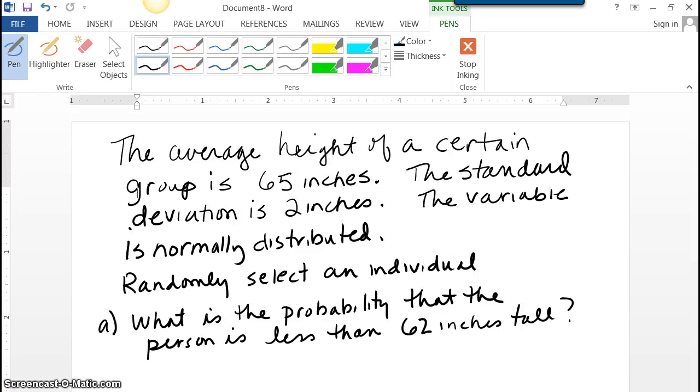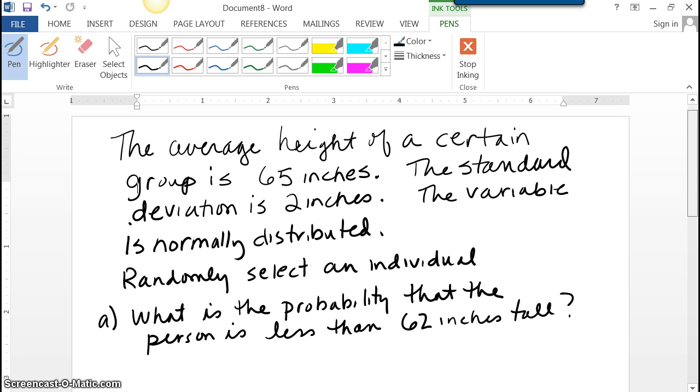This problem is going to demonstrate how to use the standard normal distribution table to answer an application question. So let's assume that the average height of a certain group is 65 inches tall and that the standard deviation is 2 inches. The variable is going to be normally distributed, and we're going to randomly select an individual. We'd like to know what the probability is that the person is less than 62 inches tall.